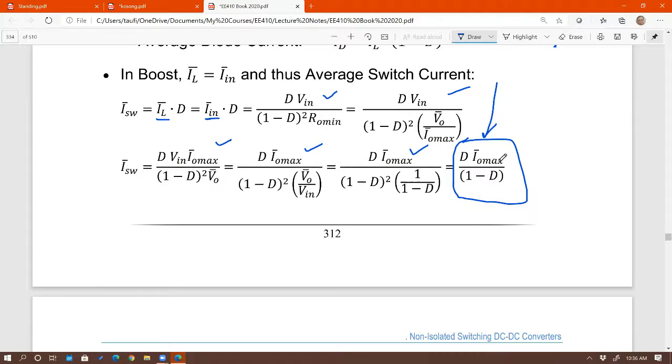Again, I like this equation because I switch average is expressed in terms of given specifications, right? I know what I_out max is because we know P_out and V_out. And I know D because I usually know V_out and V_in, as you know that D is a function of V_out and V_in, right? So that's a good design equation right here, a very practical equation. Any questions?